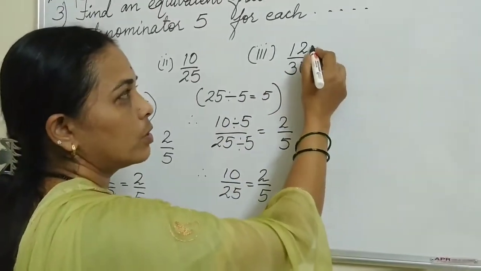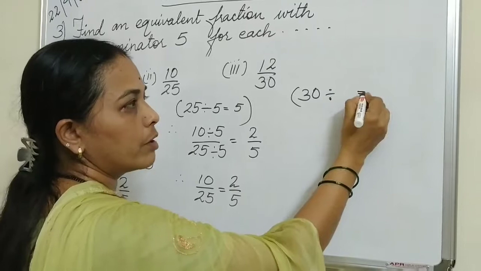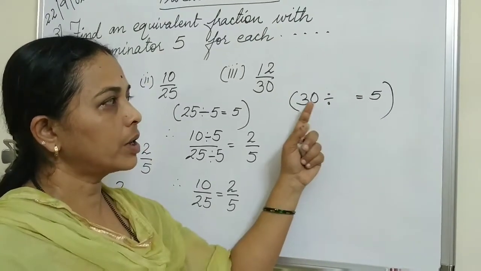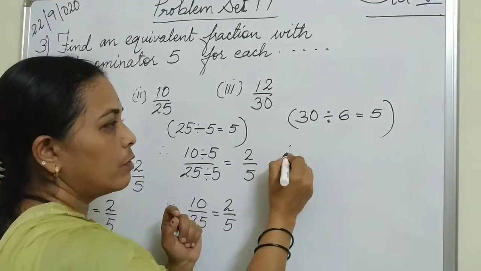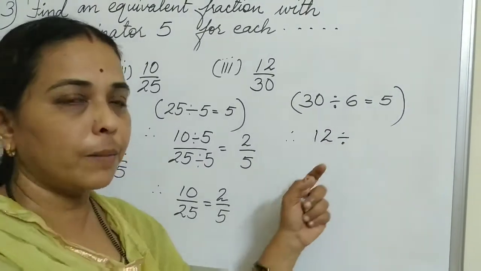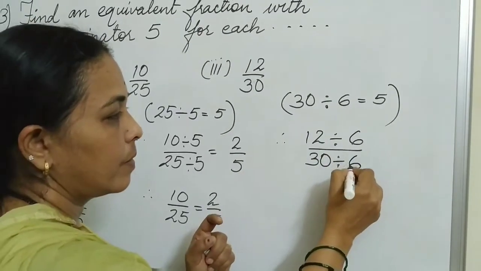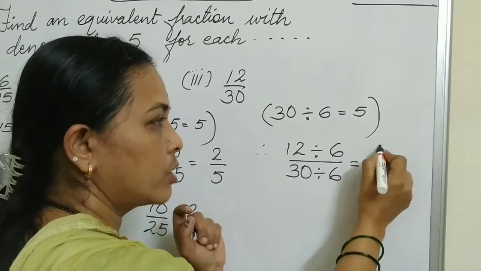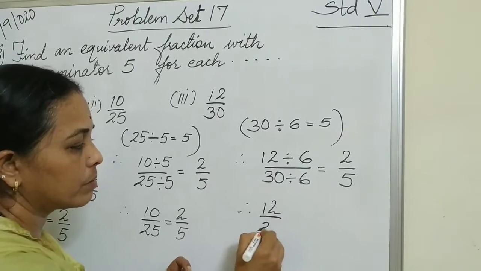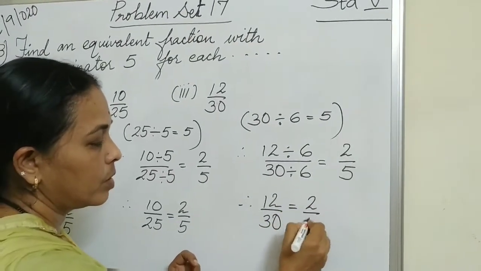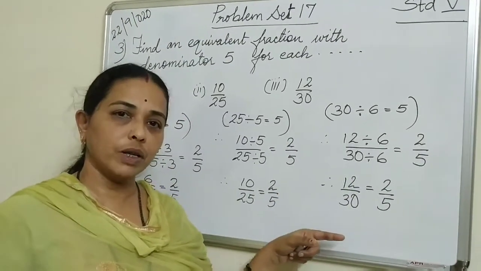The next number you see 12 upon 30. 30 should be divisible by which number to get 5? Okay, 5 how many times? You'll get 30, that is 6. So 30 should be divisible by 6 to get 5. Therefore, we have to divide numerator and denominator by 6. So what you will get? 6 how many times? 12, that is 2 upon 5. All answer you are getting denominator 5. Okay. Hope so you have understood. The other two things are there. Please solve it. Okay.